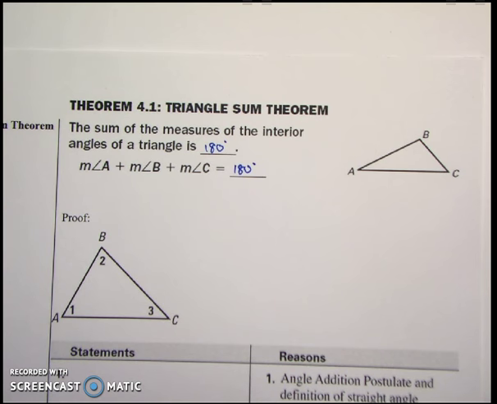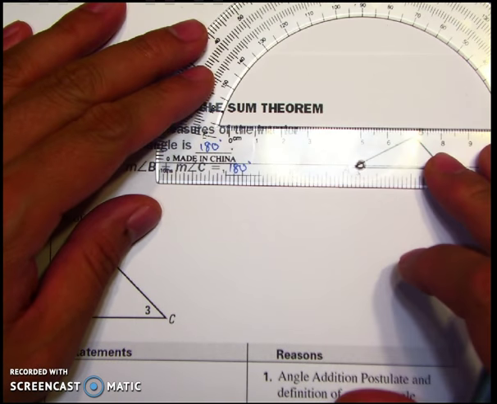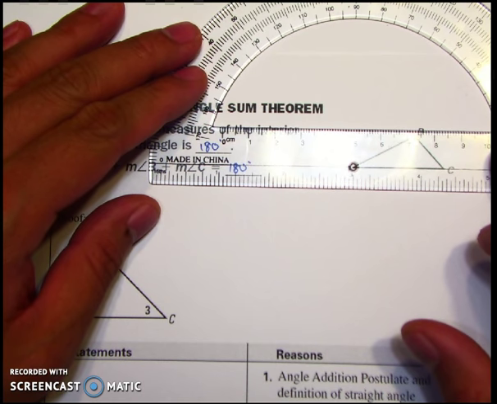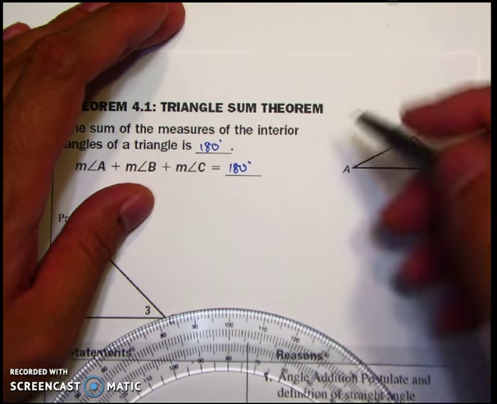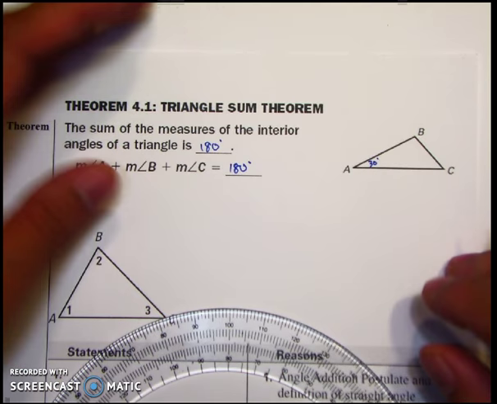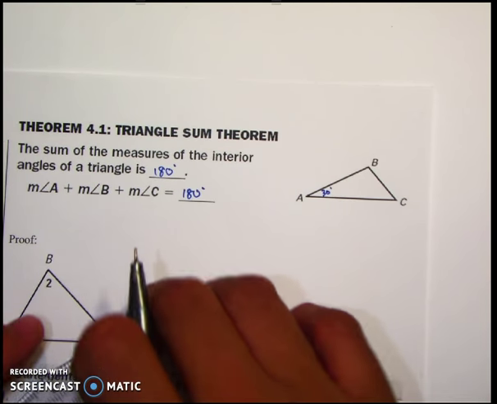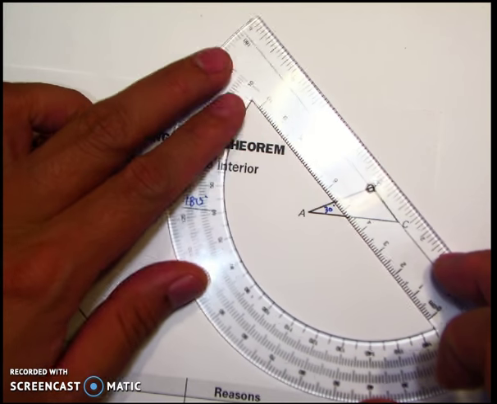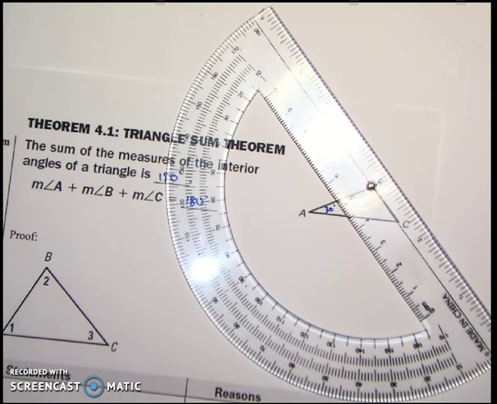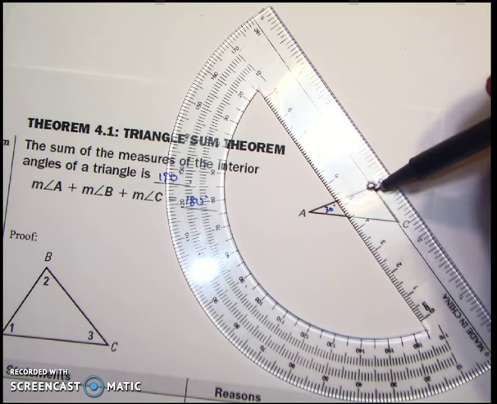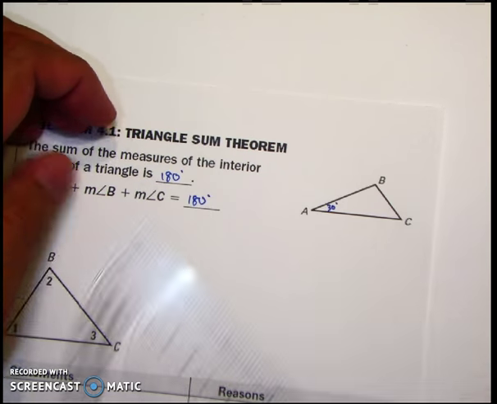Now, there's two ways you can prove it. One, you can go ahead and measure it out. So, for example, if I took my protractor here and measured this angle, I discover that this angle A is about 30 degrees. Now I go ahead and measure angle B. It's kind of hard to see, but when I measure this, it opens up to about 105 degrees.